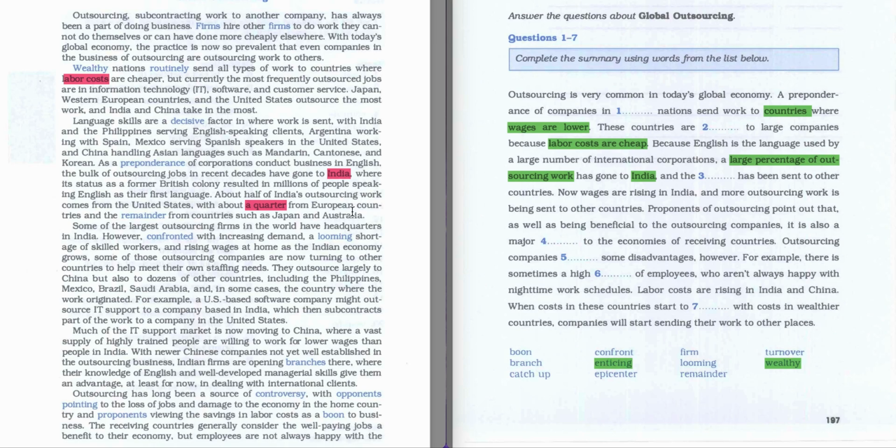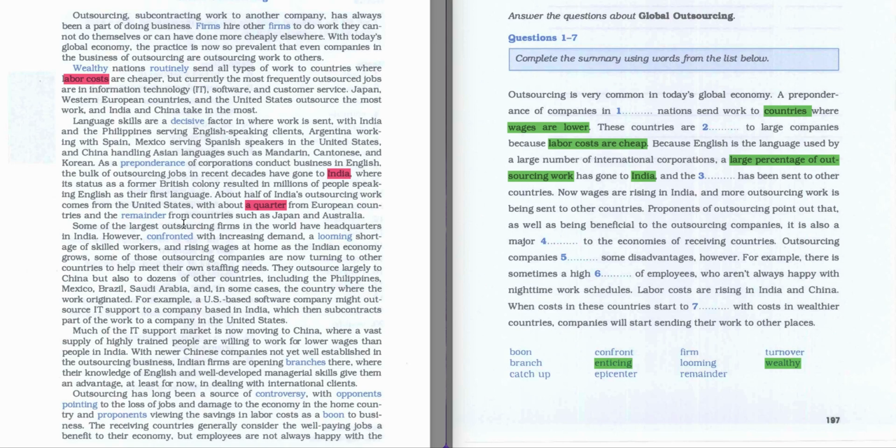So let's read these both sentences, and let's see the picture, and let's try to understand what exactly they were saying. As a preponderance of corporations conduct business in English, the bulk of outsourcing jobs in recent decades have gone to India, where its status as a former British colony resulted in millions of people speaking English as a first language. But half of India's outsourcing work comes from the United States, with about a quarter from European countries, and the remainder from countries such as Japan and Australia. So here, because English is a language used by a large number of international corporations, a large percentage of outsourcing work has gone to India, and a quarter. So it just says the remainder has been sent to other countries.